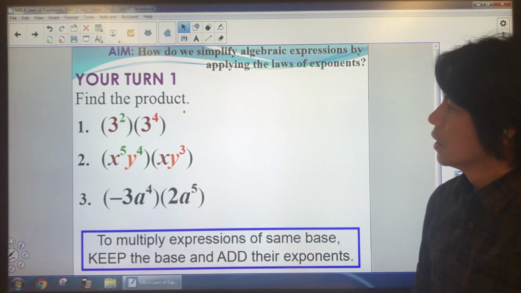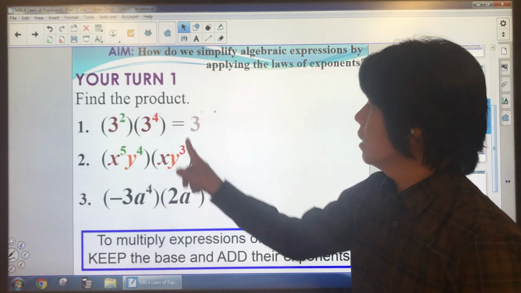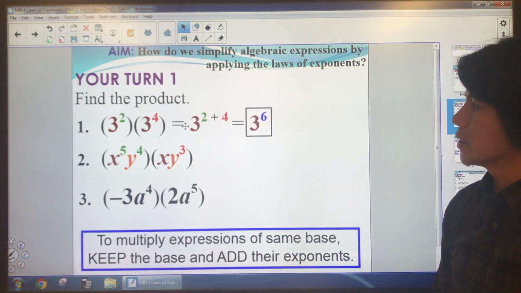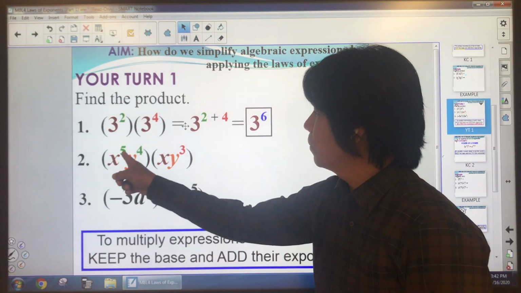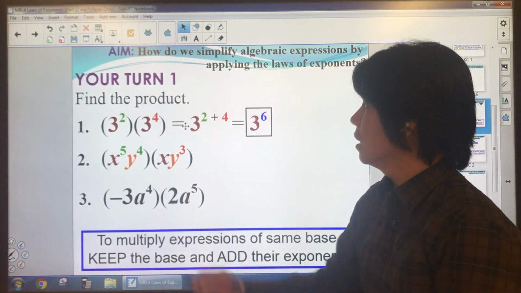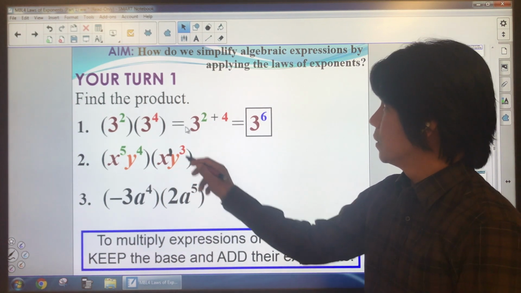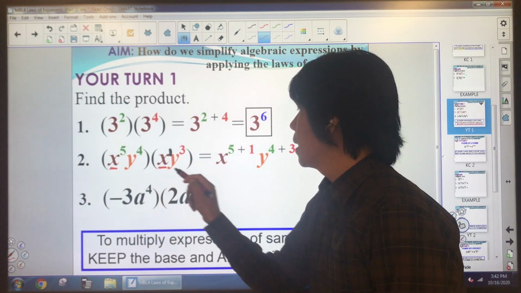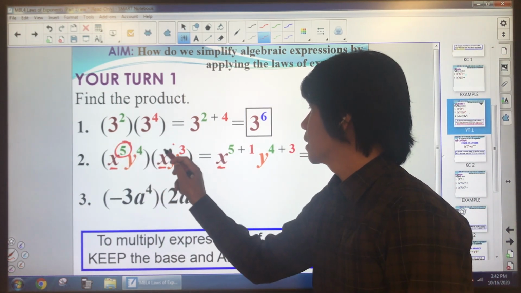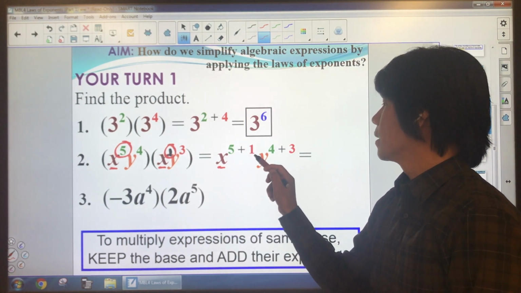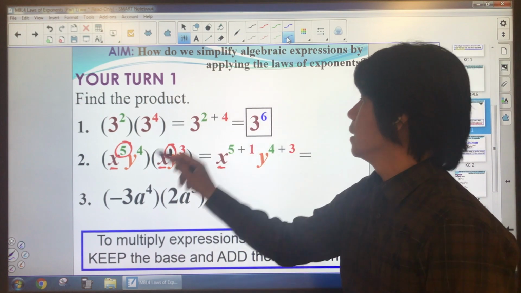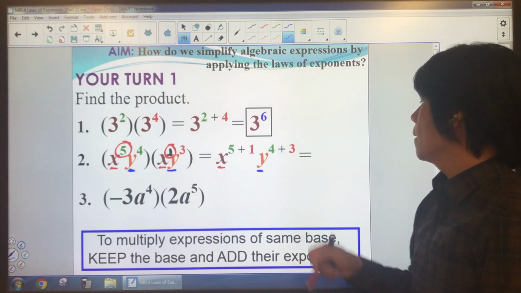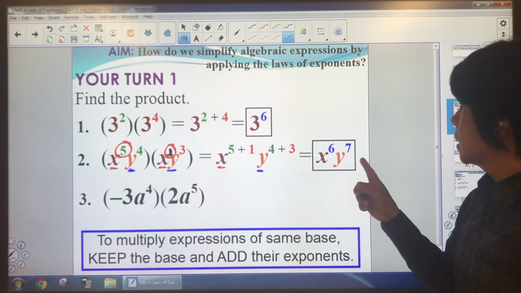Alright, let's go over this. So 3 to the 2nd times 3 to the 4th is 3 to the power of 2 plus 4, which is 3 to the 6th. How about this? X to the 5th, y to the 4th times x to the 1st power, y to the 3rd power. The answer is, notice that I kept the same base x, and then I added their exponents, which is 5 plus 1, right? With the y's, y to the 4th, y to the 3rd, that's y to the 4 plus 3, which gives us x to the 6th, y to the 7th.